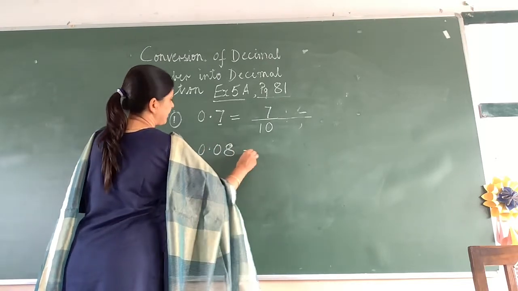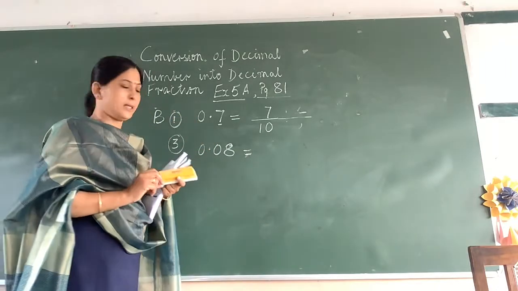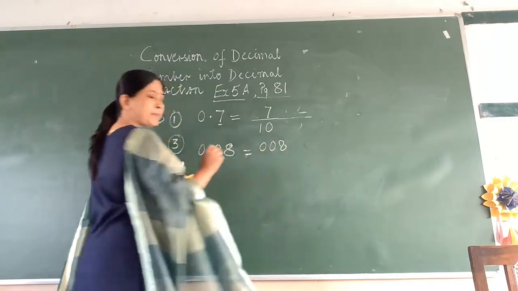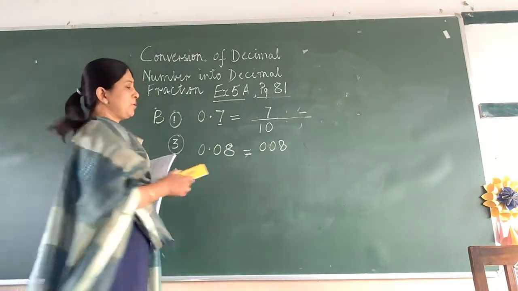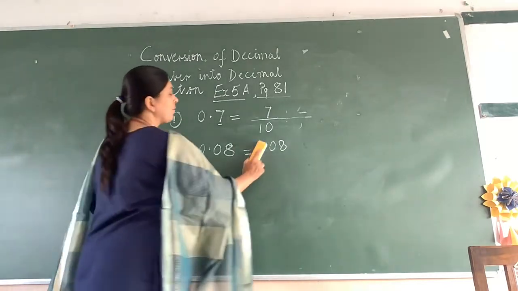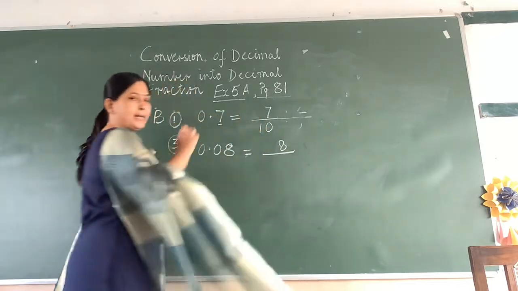0.08. Now see, let's write this number without the decimal point. Now the number without the decimal point will be 008. This becomes our numerator. But you know, 0 before a number does not change the value of the number. So we'll drop the zeros. So our numerator becomes 8.